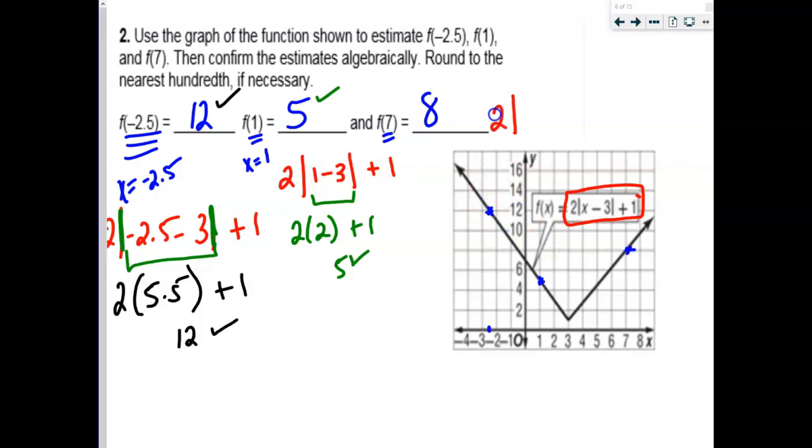All right, 2 times the absolute value of 7 minus 3, plus 1. Let's see if I get it right here. Start on the absolute value bars. 7 minus 3 is 4, the absolute value of 4. 2 times 4 plus 1 is 9. Who's right? Yeah. The answer's 9. The algebra does not lie.